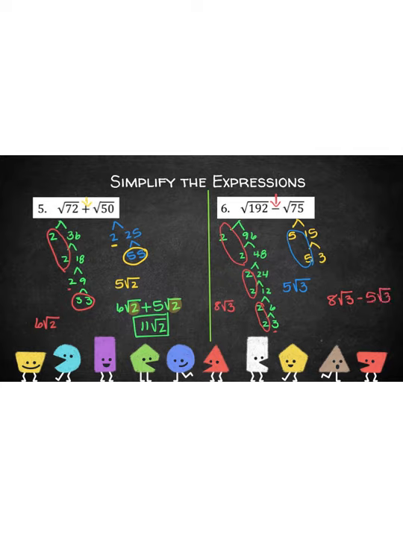Okay, so I check. Are both of my numbers under the radical the same? So I have a 3 and a 3, so those match up. So now I can just take that 5 and that 8 and subtract that 5. 8 minus 5 is 3. So my answer is going to be a 3 with a square root of 3 for your final answer.